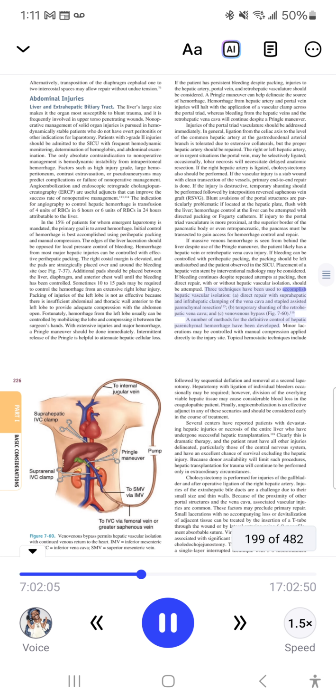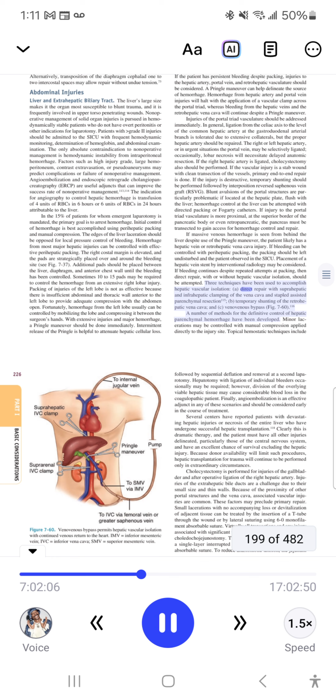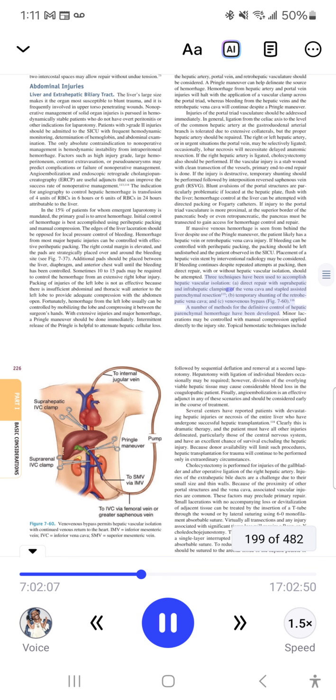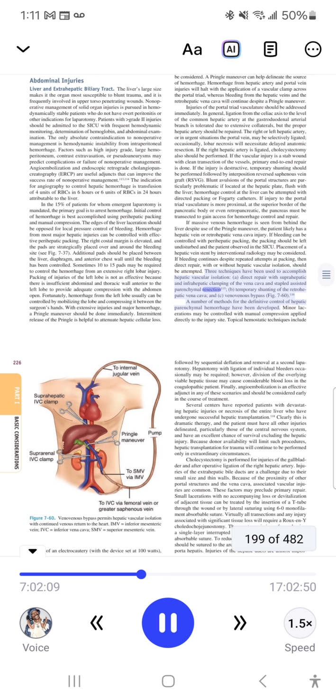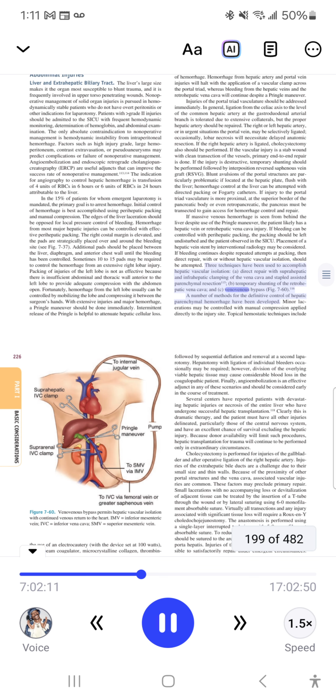3 techniques have been used to accomplish hepatic vascular isolation: A, direct repair with suprahepatic and infrahepatic clamping of the vena cava and stapler-assisted parenchymal resection; B, temporary shunting of the retrohepatic vena cava; and C, venovenous bypass. Fig. 760. 116.